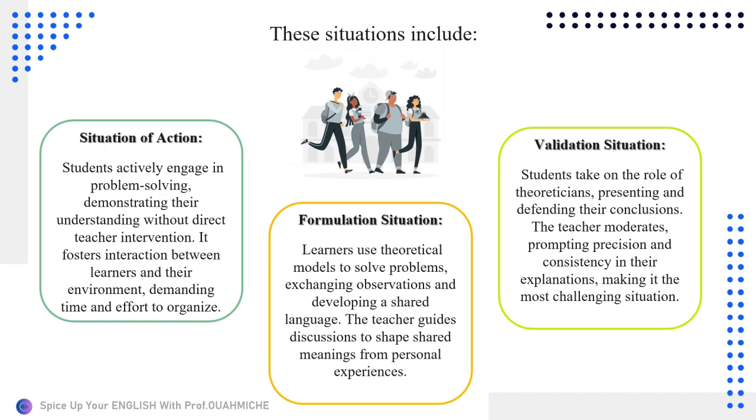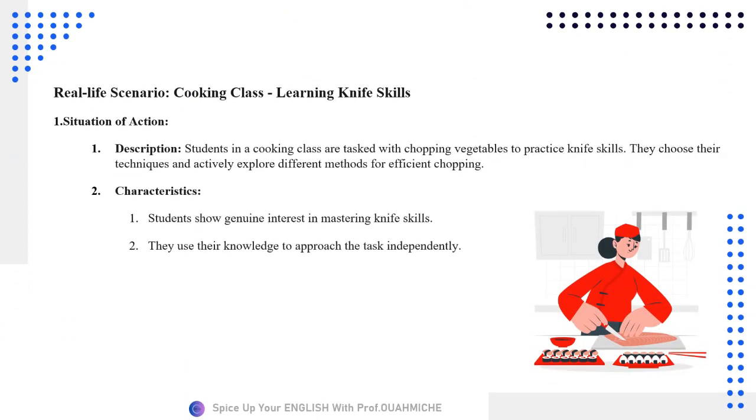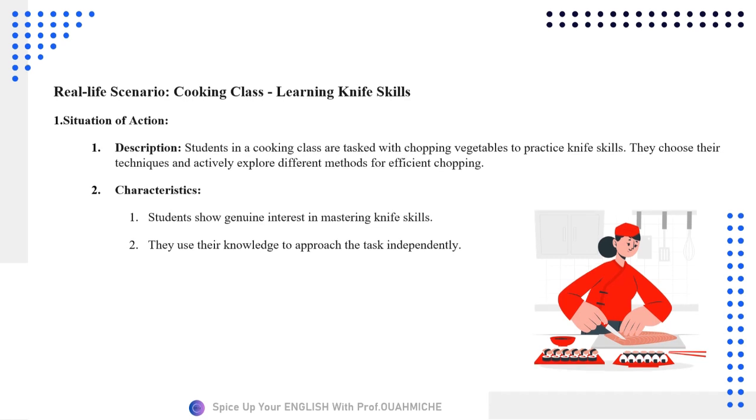Let's take a cooking class as an example for a real-life scenario. Learning knife skills. Students in a cooking class are tasked with chopping vegetables to practice knife skills. They choose their techniques and actively explore different methods for efficient chopping. The characteristic is that students show genuine interest in mastering knife skills. They use their knowledge to approach the task independently.